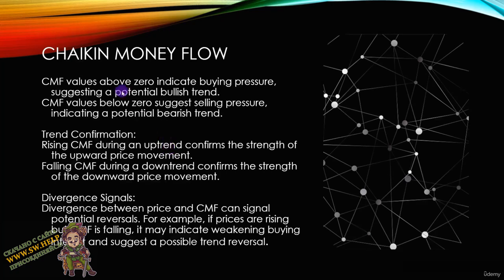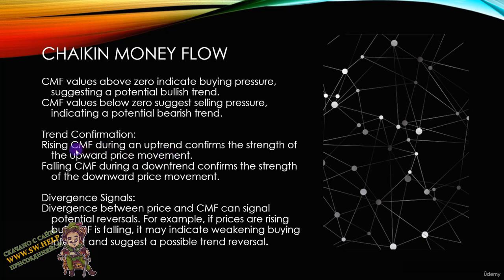So CMF values above 0 indicate buying pressure, suggesting a potential bullish trend, and CMF values below 0 suggest the opposite, so it's selling pressure and probably a bearish trend. So we use this CMF for trend confirmation. The trend of the CMF is also important. A rising CMF during an uptrend confirms the strength of the upward price movement. So this can easily be integrated in our algorithmic trading strategies.